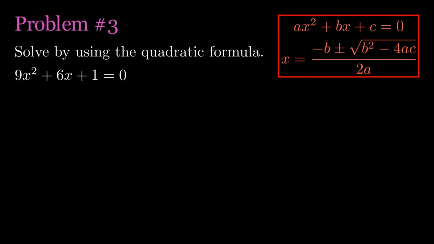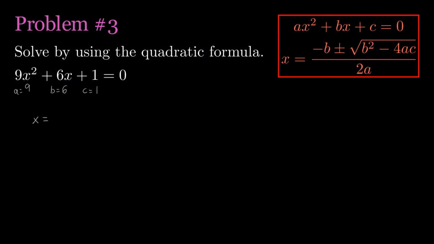So our first task is always to isolate 0 and write the left-hand side as a polynomial in descending powers of the variable, simplified, to identify the coefficients a, b, and c that always come with signs. We have positive 9x squared plus 6x plus 1, so all the coefficients are positive in here, a being 9, b being 6, and c being 1. Now it's just a matter of plugging them into the formula.